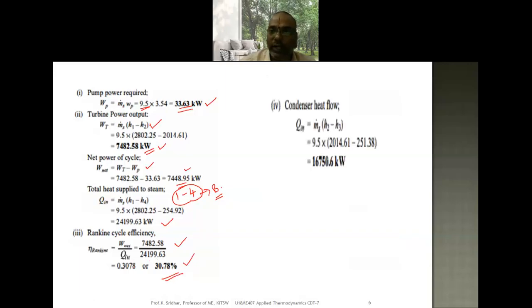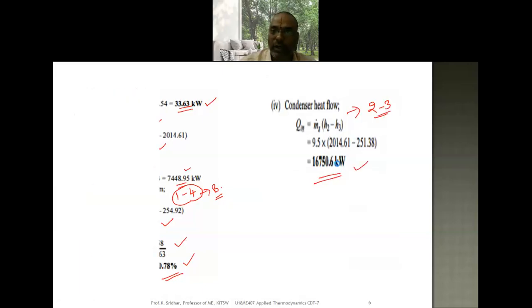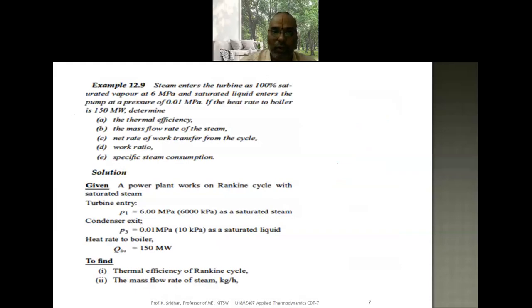And the condenser heat flow, that is the condenser process, is taking place in 2 to 3 according to the constant pressure process. Substitute the values of H2 and H3. Find out the condenser heat flow as 16,750.6 kilowatts.